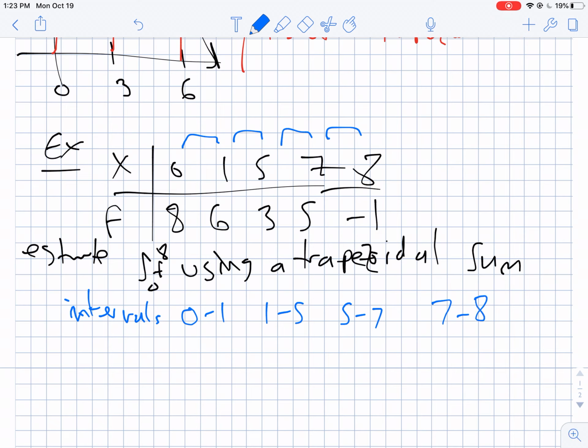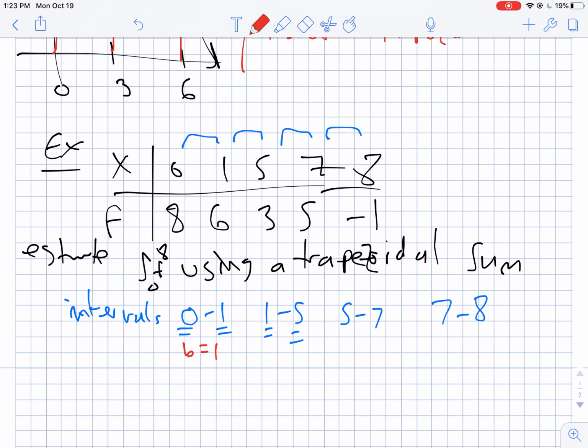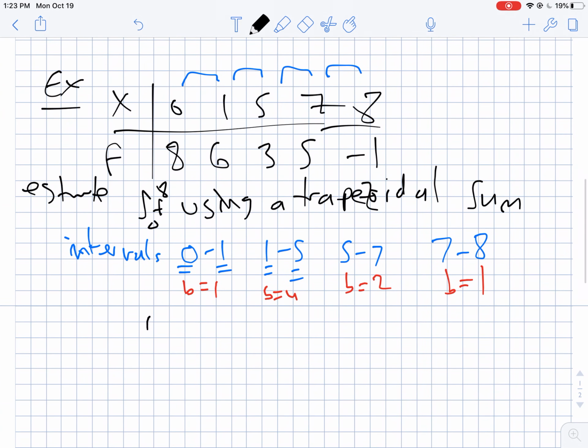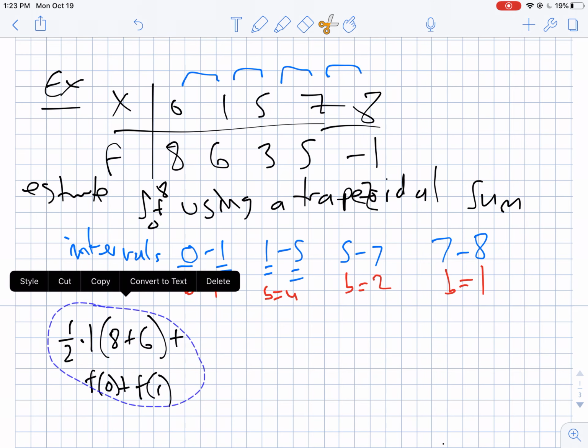Within each interval, I'm going to use both heights. I'm going to use the height at 0 and the height at 1, the height at 1 and the height at 5. I also think it might be good to write down the bases. Here my base is 1, here my base is 4, here my base is 2, here my base is 1. As I work this out, I'm going to have 1/2 times a base of 1, and then I'm adding the two heights together: f of 0 plus f of 1. I take those values, so that's 8 plus 6. And just like with the Riemann sums, I'm going to add all these together, and that'll give me my answer.